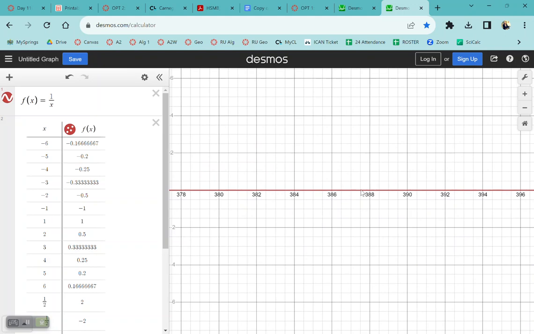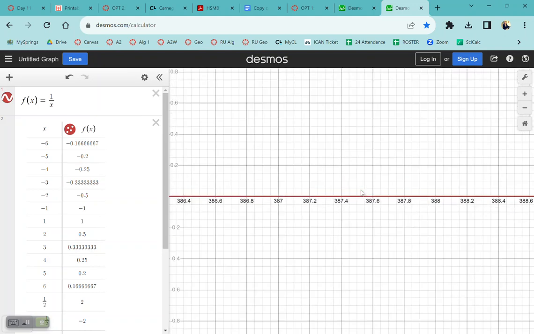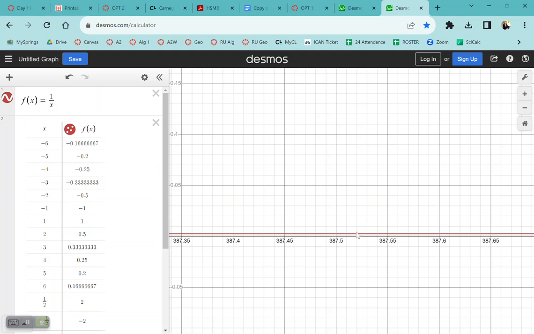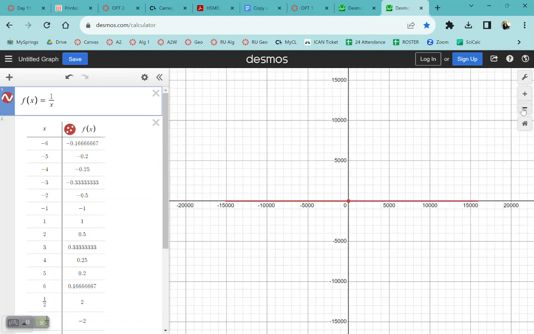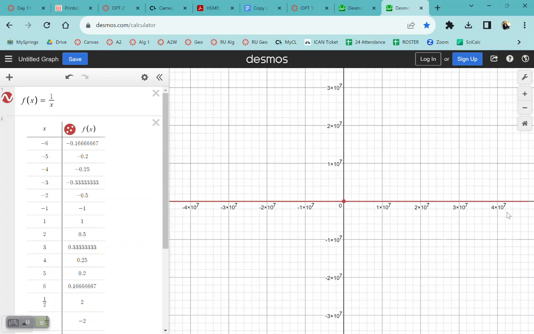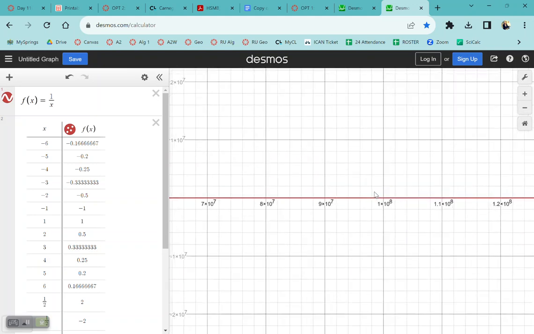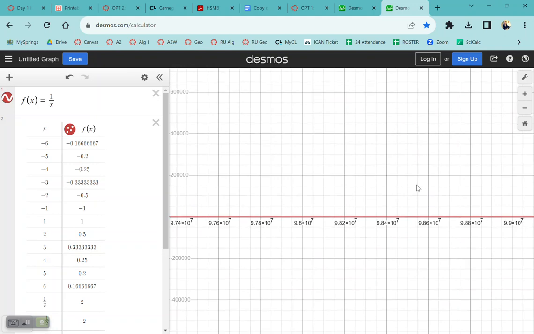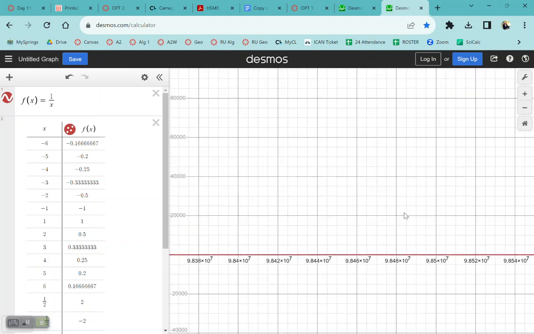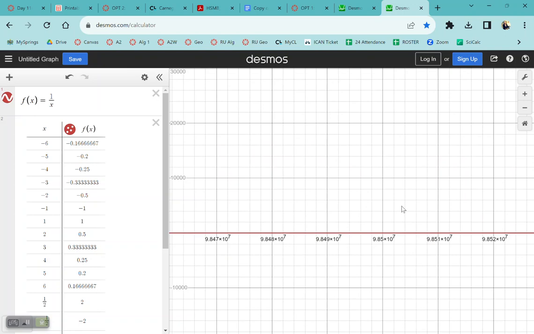And it looks like it's on the x-axis, but if you zoom in, you will see it's not. It's just sitting on top of it, and you can see the y value is 0.0026. How far can I go out? Okay. 9.8 times 10 to the 7th. We're in the multi-millions now. Okay, now I'm going to zoom in to see that line.